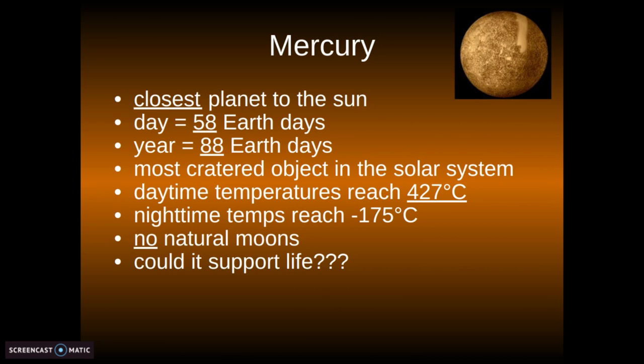In the 1970s, NASA sent a satellite to Mercury, and it also went by Venus, and they collected data from there. They lost contact with that satellite in 1975. And then in 2004, they launched a different satellite, which they then crashed into Mercury in 2015 once it was done with its mission.